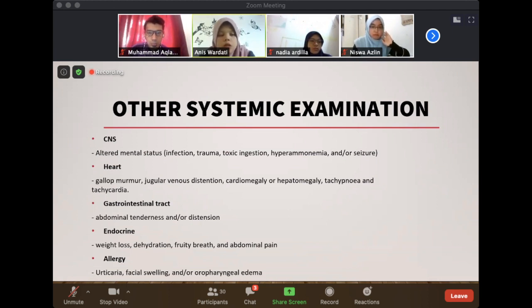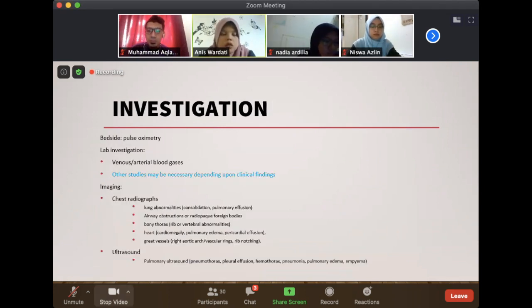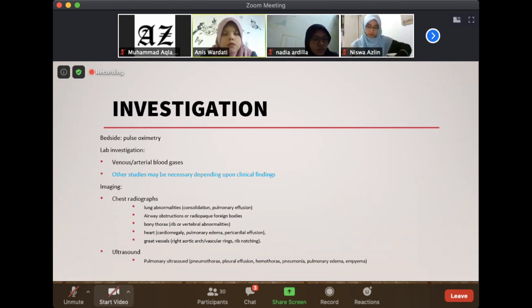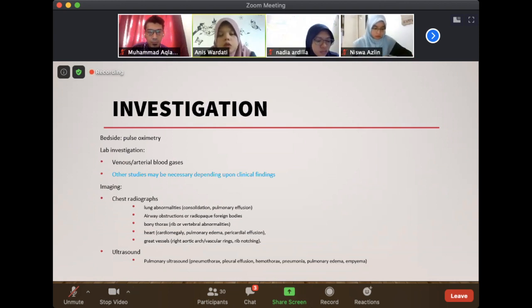The patient may have urticaria and also facial swelling and oral edema, which the patient can present with. For the investigation, you can use pulse oximetry to look at the oxygen level. For the lab investigation, you can do venous or arterial blood gases to look at the oxygen, or whether there is any presence of metabolic acidosis. Other lab investigations depend on each differential diagnosis that we want to work out.